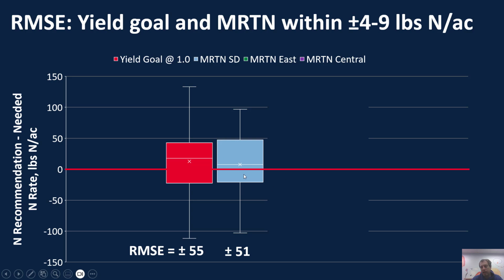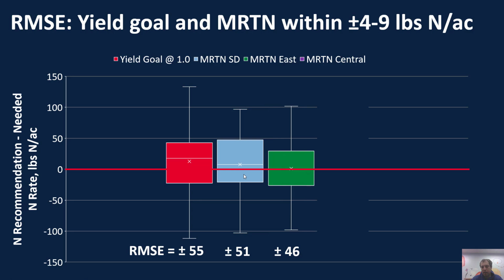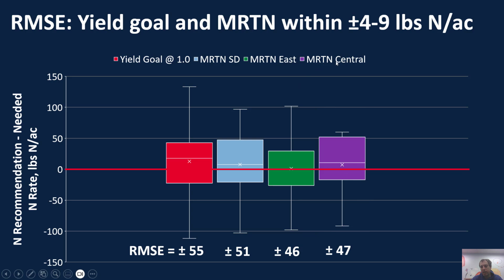For our MRTN used just in eastern South Dakota, we're plus or minus 46, which is a little bit better as far as getting around it. This mean average bar is pretty central. This one's a little bit higher using the yield goal, but not a huge difference. For the MRTN for central South Dakota, it's a little bit higher, pretty typical to the yield goal system. The yield goal system works really well in drier areas, so that might be why central South Dakota is similar to it, while eastern is a little bit better with the MRTN.